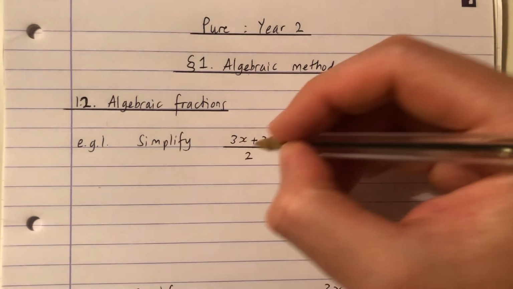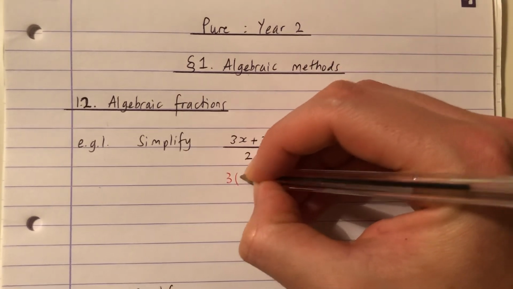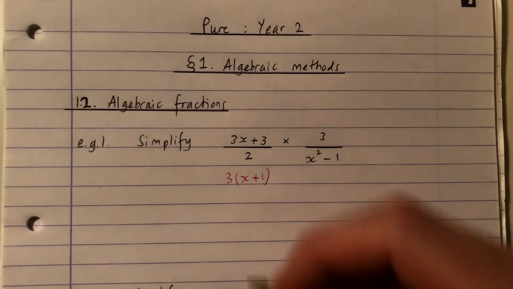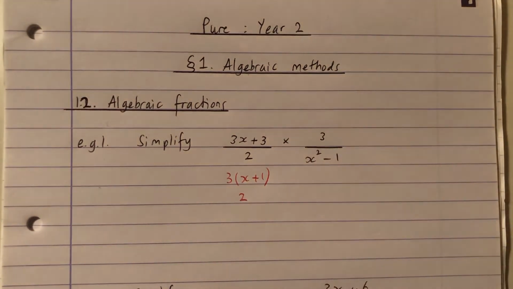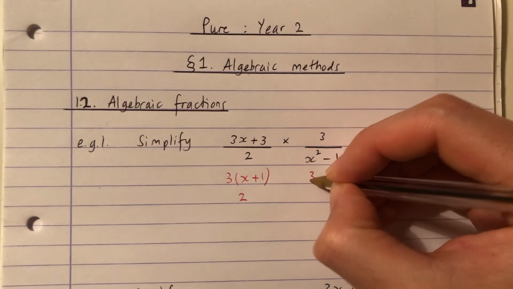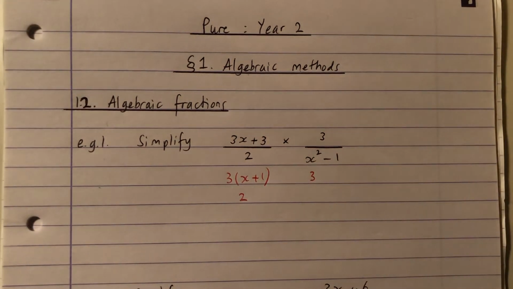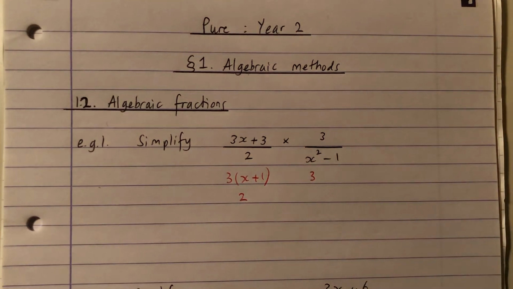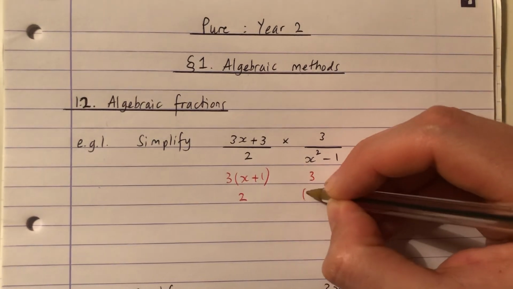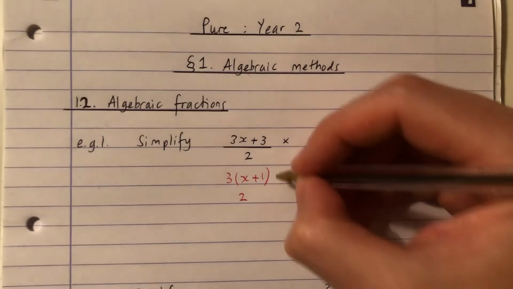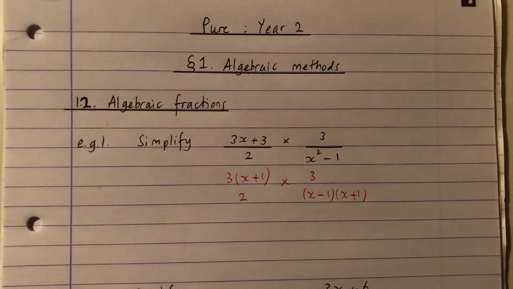So the numerator factorizes to 3 brackets x plus 1. The denominator is already factorized. It's just the number 2. This numerator is already factorized, just the number 3. This denominator is a pattern that you need to be able to spot relatively quickly. It's the difference between two squares, and then you've got a multiplication.